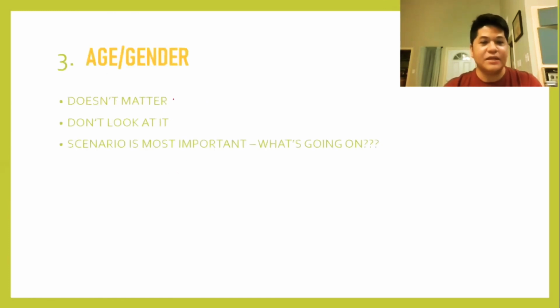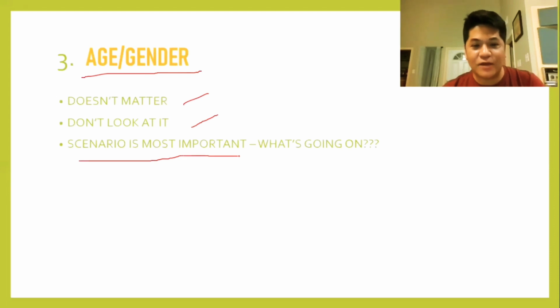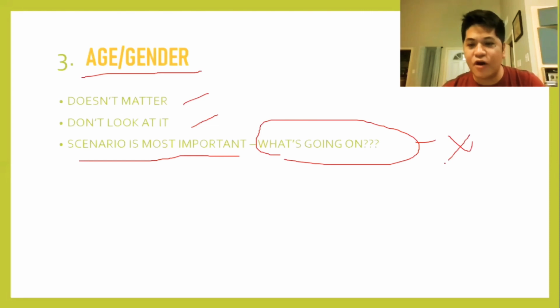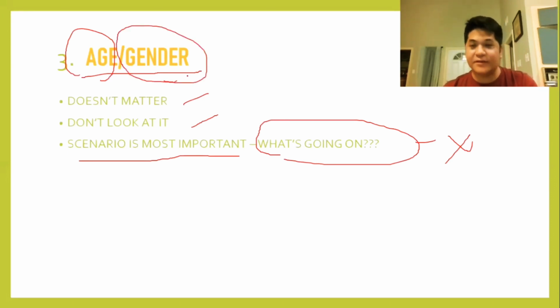Then age and gender. Now, age and gender doesn't matter, it doesn't count. Don't look at it because they are only there to confuse you. What is important is the scenario that is being asked in the question and what's going on. Would that scenario lead to compromise of the client? Therefore that's your priority, not the age or the gender of the client, whether male or female. Whether they are young or old, everybody is equal, so check on that.